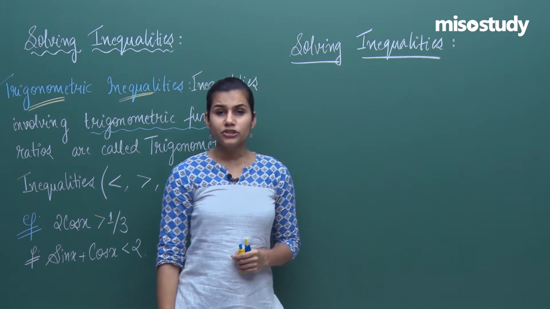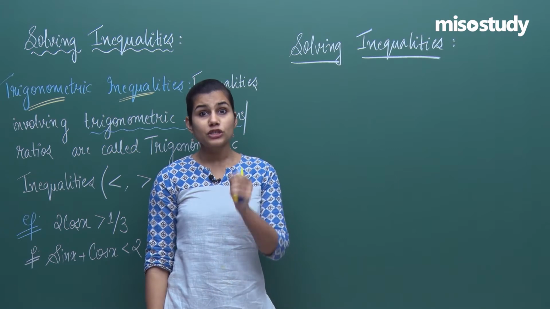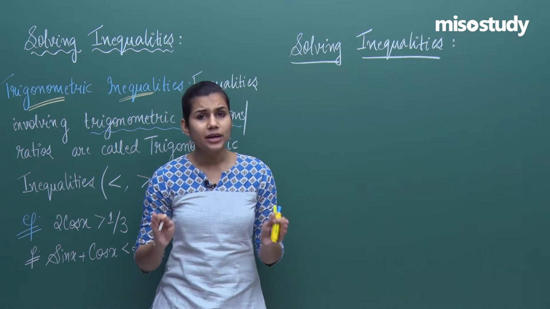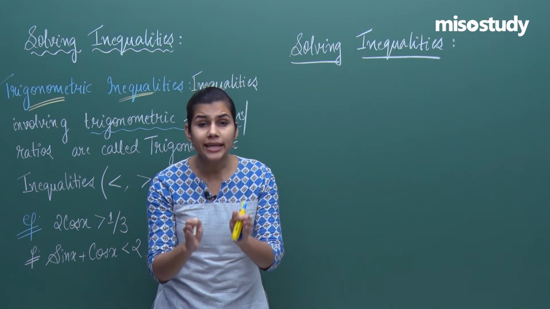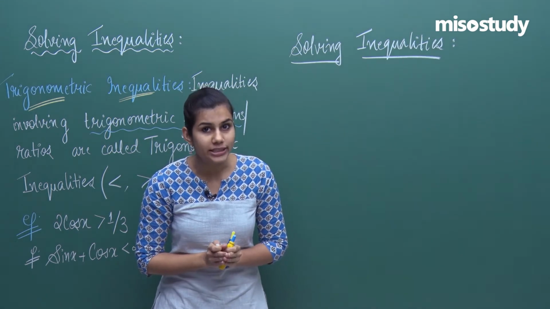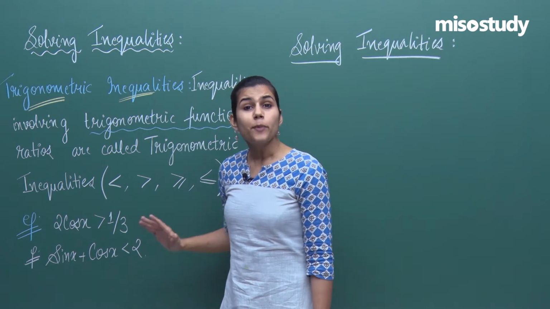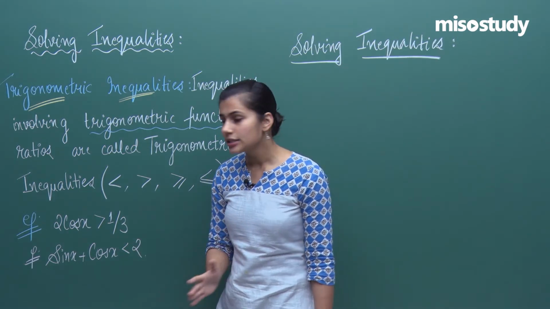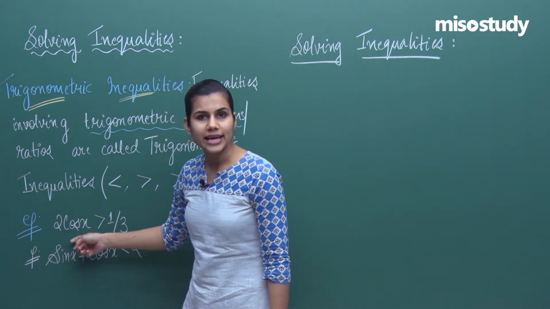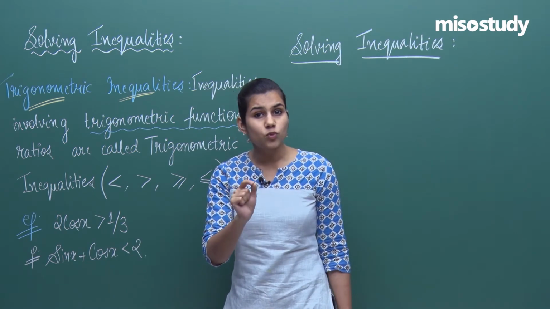I will be showing to you a certain type of idea which you have to keep in mind for solving trigonometric inequalities. The first thing that you need to understand is, what do I mean when I say that you need to solve a trigonometric inequality? Just consider the two examples that we have written over here. Suppose I say that the task is to solve the inequality twice of cos x strictly greater than 1 by 3.